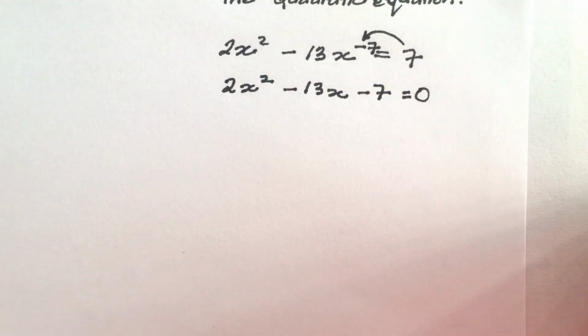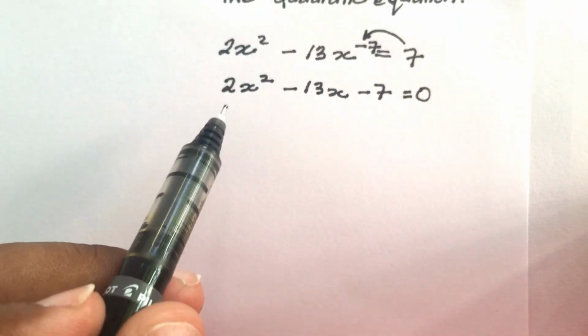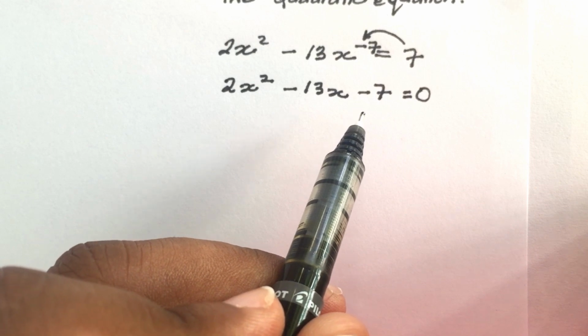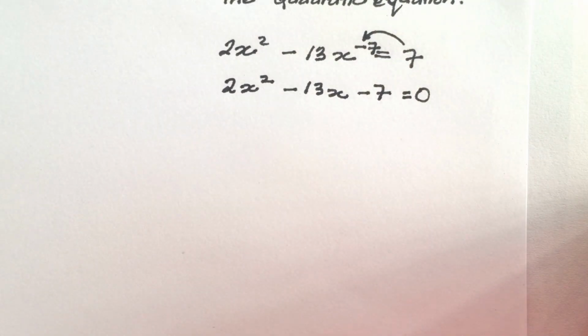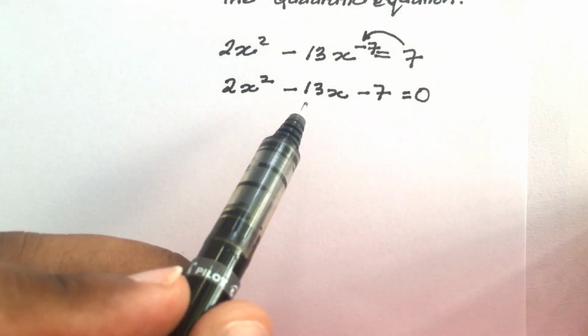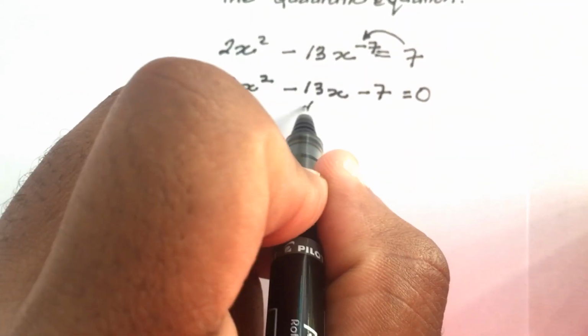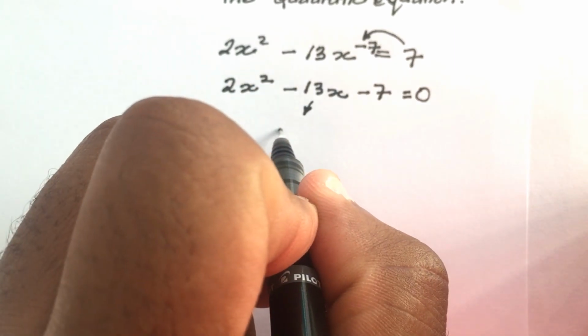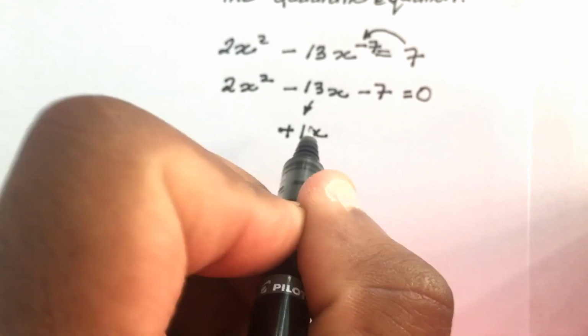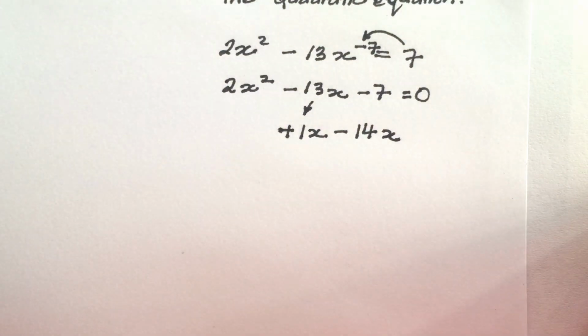It's a little better. So I need the factors of AC that add up to negative 13. And A was 2, C was negative 7. So AC is the product of those, which is negative 14. So what are the factors of negative 14 that can add up to negative 13? Well, I would know that it's going to be a positive 1x and a negative 14x. Great. Because when I multiply these, I'm going to get negative 14. But when I add these, I'm going to get that negative 13x.